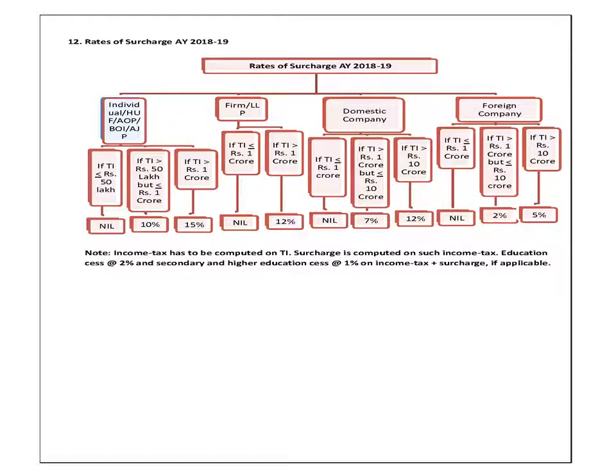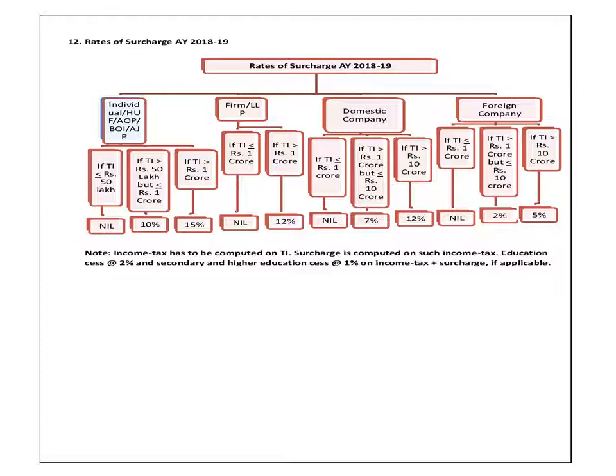Rate of surcharge. Okay, first we have four categories: first, individual, Hindu undivided family, association of persons; second, firms or LLPs; third, domestic company; and fourth, foreign company. First we are going to see for individual or Hindu undivided family. If the total income is lesser than or equal to 50 lakhs, then surcharge is nil. If the total income is greater than 50 lakh but lesser than or equal to 1 crore, surcharge is 10 percent. If the total income is greater than 1 crore, then the surcharge is 15 percent.